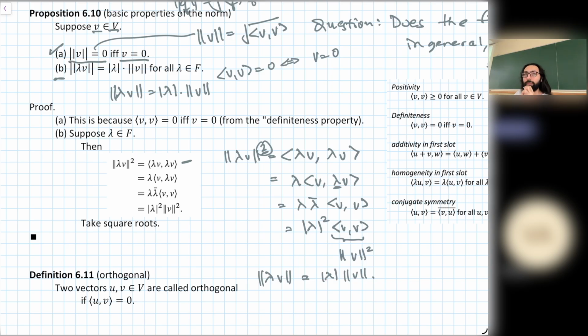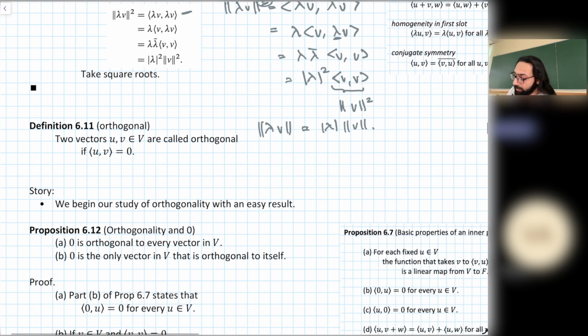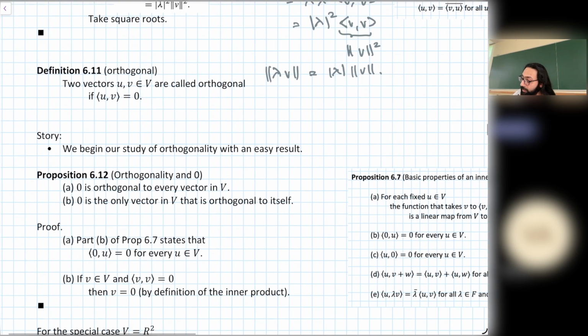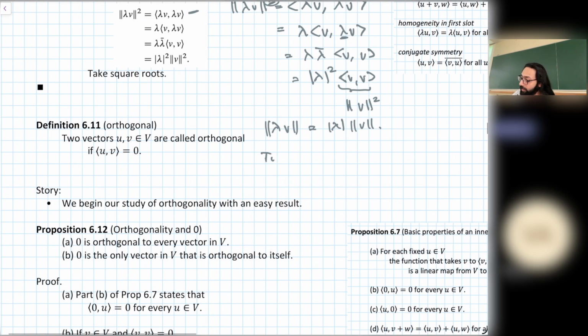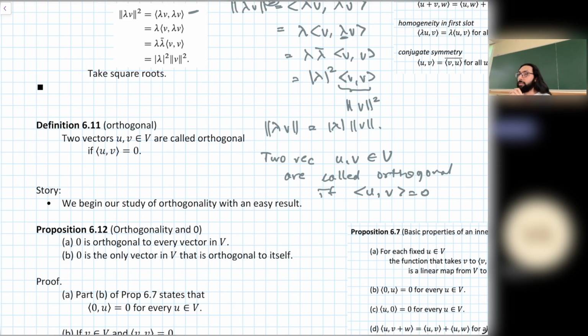Is it good? Okay. So now let's look at definition 6.11. It says, you consider two vectors u, v in V, are called orthogonal if the inner product of u and v is 0. Is the definition clear? Yes, orthogonal vectors are just, you look at the inner product, and it should vanish. That's it. That's the definition.